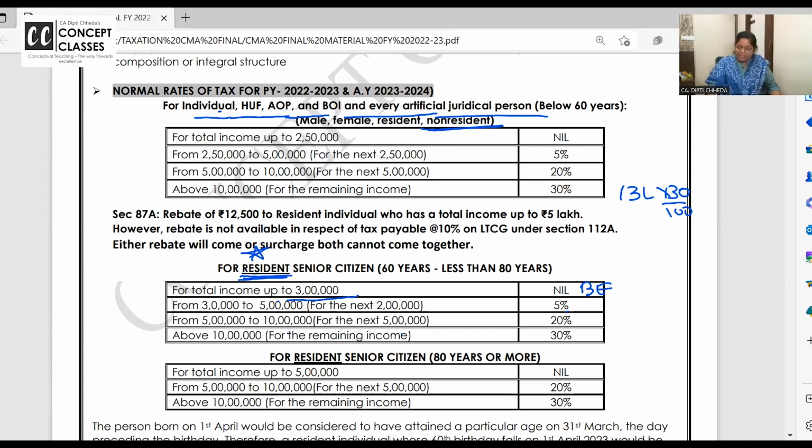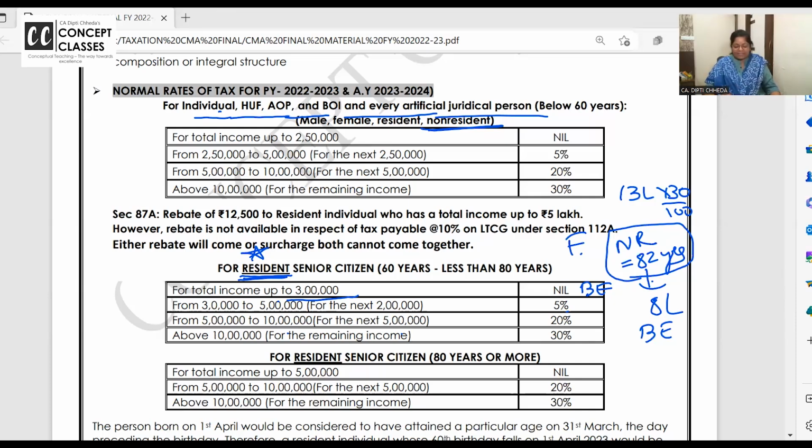So if Mr. Freddy is from USA, he is a non-resident, 82 years. We get this in many of the problems in the taxation paper. Mr. F is a non-resident, 82 years. He is having 8 lakhs income. How much will be the basic exemption for him? Tell me. Quick answer in chat box or unmute and say.